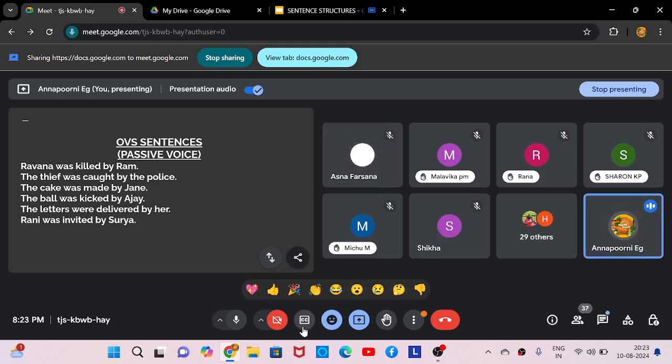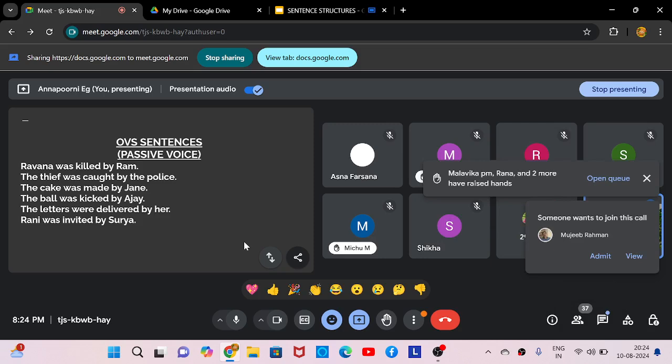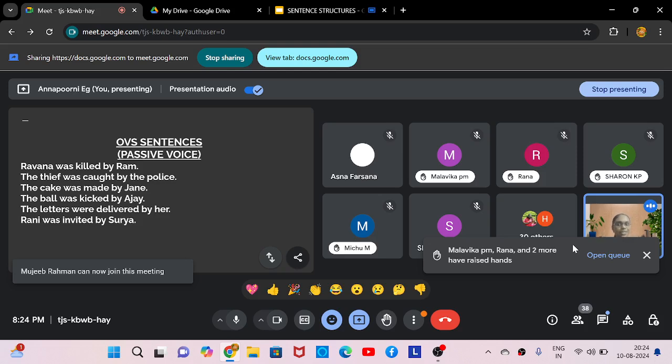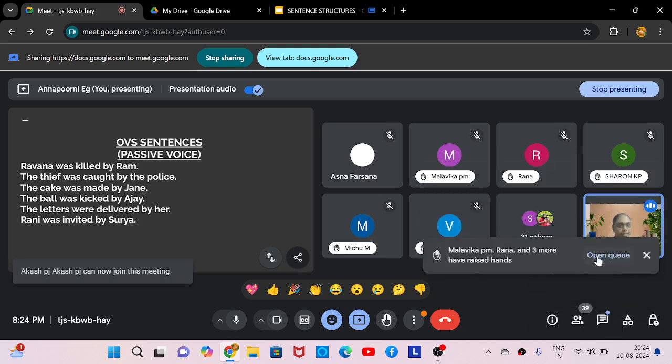Okay, okay. So here you can see that Ravana was killed by Ram. So usually we have the subject in the first part and the object coming after the verb. But here you can see Ravana was killed by Ram. Actually, the action is done by Ram, right? Killing is an action done by Ram, not by Ravana. Ravana is actually affected by the killing. So the object comes first, okay, then the verb, and finally the subject comes. Actually, the sentence must be Ram killed Ravana. Ram killed Ravana is the correct sentence.